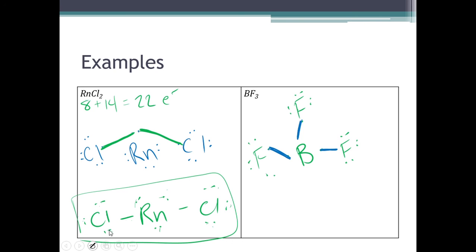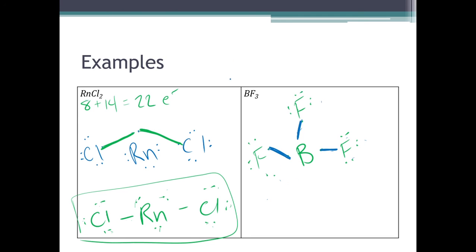Everyone has a partner now. We should double check, make sure fluorine has 2, 4, 6, 8. This fluorine has 2, 4, 6, 8. This fluorine has 2, 4, 6, 8. And this boron has 2, 4, 6, which is what it wants. It wants to form 3 bonds.